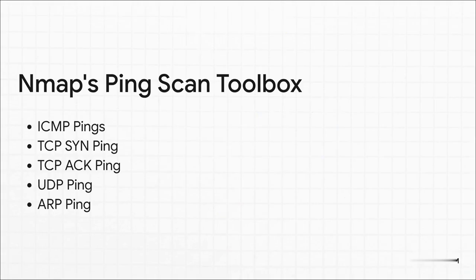The solution is to think of Nmap as a specialized toolbox for host discovery. You wouldn't use a screwdriver to hammer a nail, right? It's the same idea here. We've got different kinds of pings. Some use ICMP, some use TCP or UDP, and some use ARP. Each one is a totally different tool, built for a very specific job.